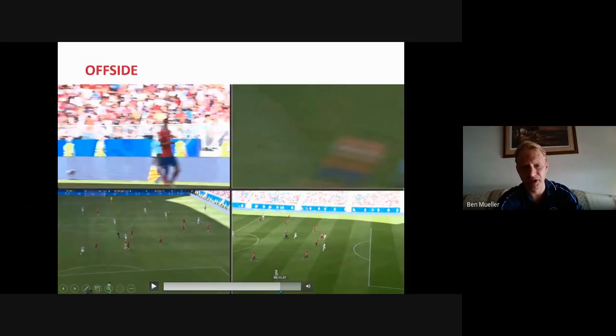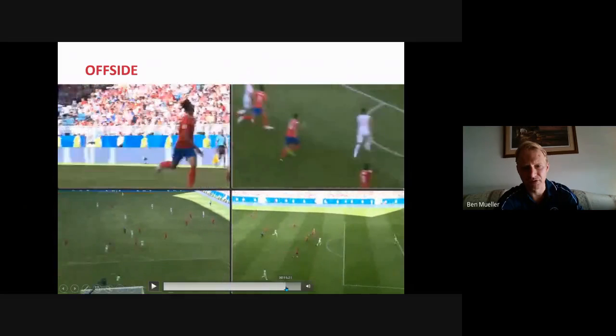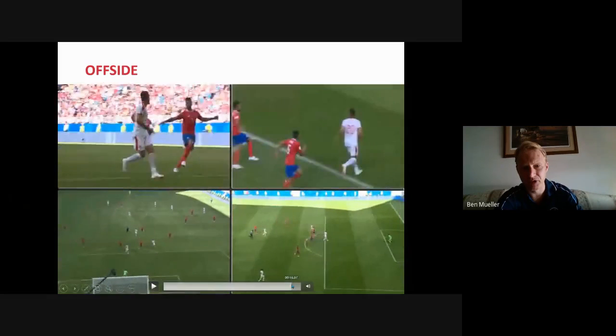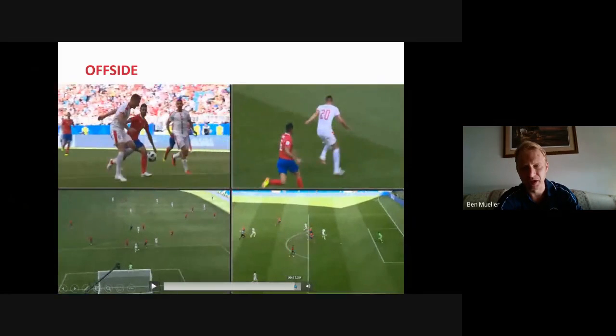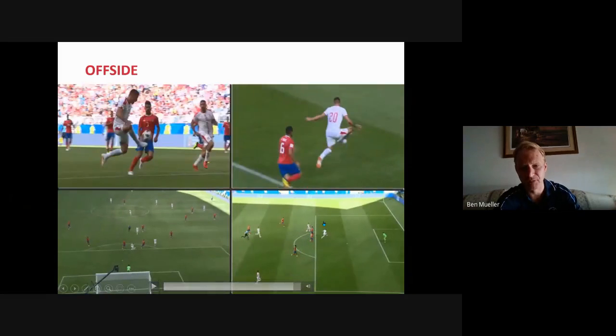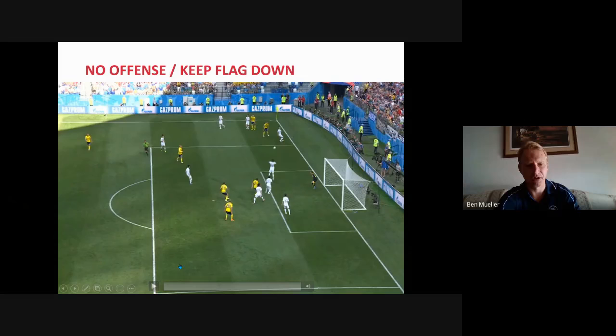Who's in an offside position? Both of these guys are in an offside position. And that's at the time of the touch. So if any one of these guys gets involved in play, they're going to be penalized. And you can see that one of them does get involved in play right there. So that's offside. That player is going to be penalized for being offside. Let's take a look at this last one here.